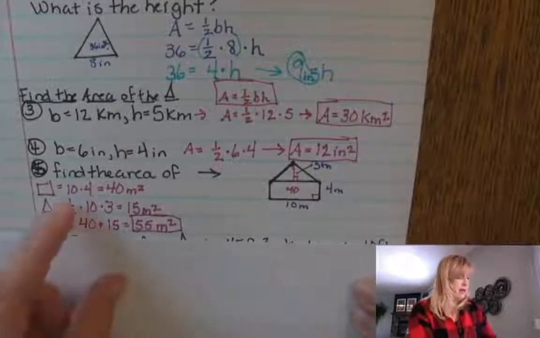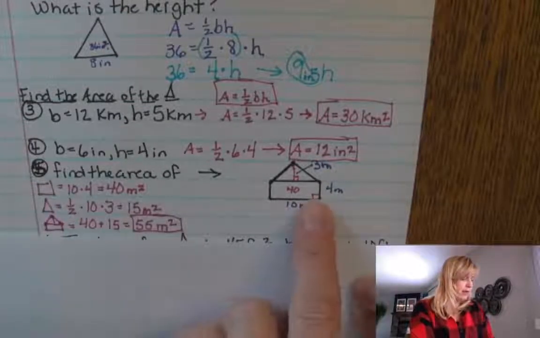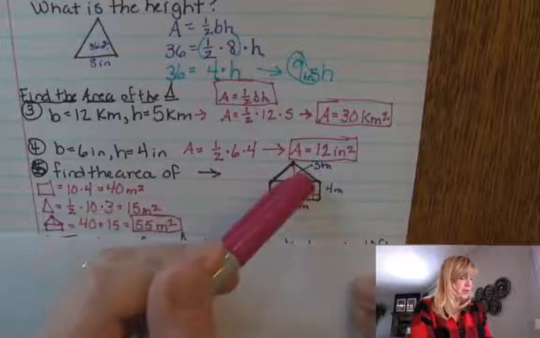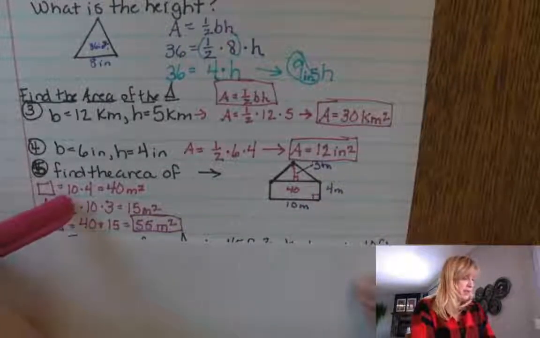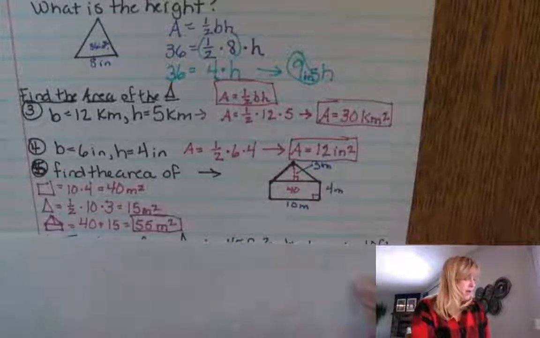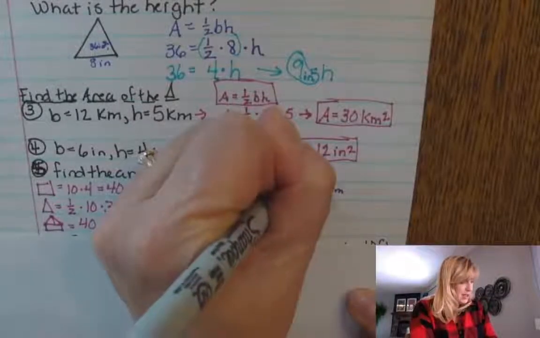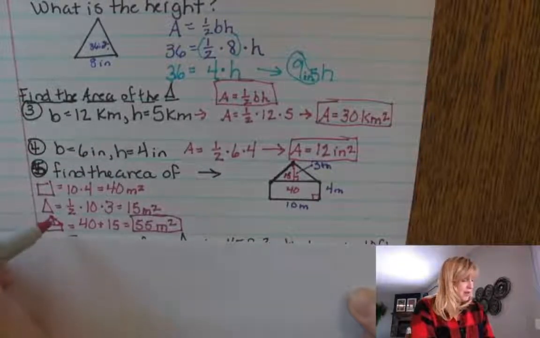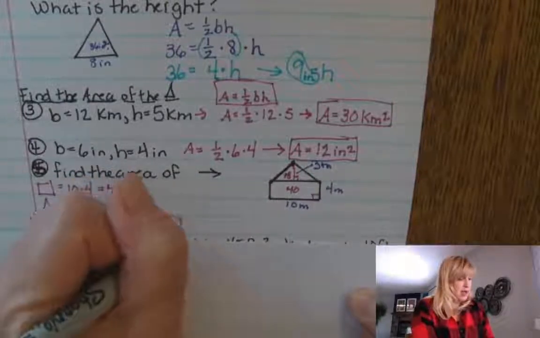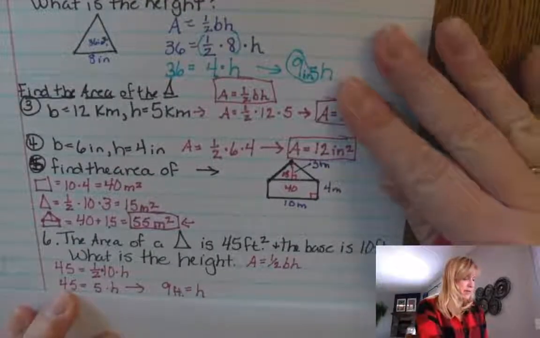You'll notice what I did down here is I drew my little pictures like I like to do. So I found this first, which is 10 times 4, which is 40. I also put it right up here. And then the second one, a little bit more complicated, 1/2 times 10 times 3. And that is 15 meters squared. And you could put a little 15 in here. And then down below I drew a little picture and I did 40 plus 15 is 55 meters squared. Don't forget the label.